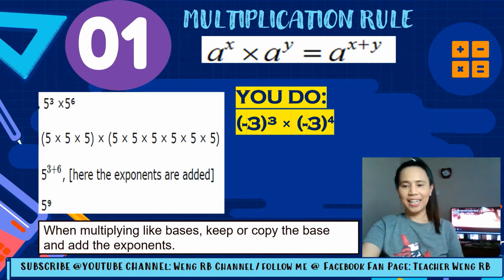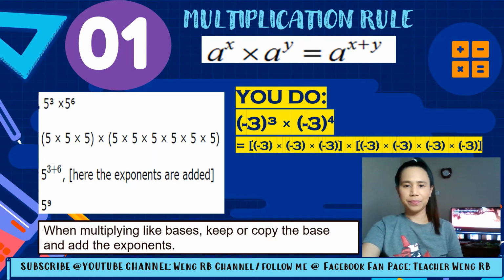Are you done? Let's check your answer. So since we have negative 3 as your base, we can multiply that 3 times because this is negative 3 raised to the third. So negative 3 times negative 3 times negative 3. Multiply it with negative 3 raised to the fourth power. And that would be negative 3 times negative 3 times negative 3 times negative 3. We multiplied the base 4 times by itself. So if we count that, we can have 1, 2, 3, 4, 5, 6, 7. So that means our answer should be negative 3 raised to the 7th power, right?